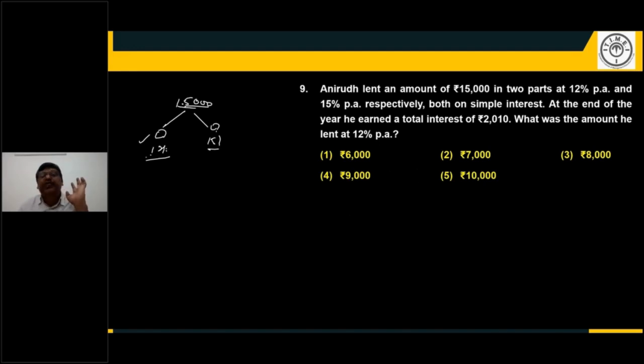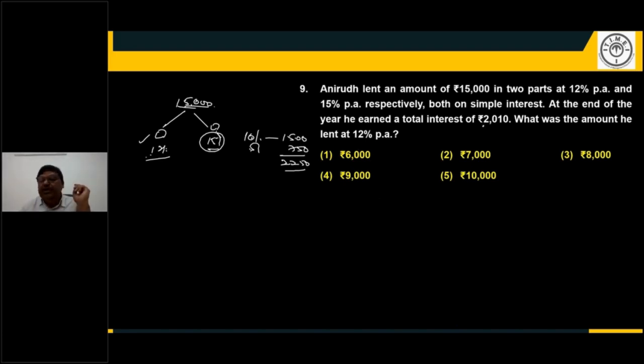15,000, 10% is 1,500. Yes, 10% of 15,000 is 1,500. You should not write on the paper. I'm just writing to convince you. 10% of 15,000 is 1,500. 5% will be 750, because 5% is half of 10. So 15% will be 2250. If everything is lent at 15%, students, I would have got 2250.